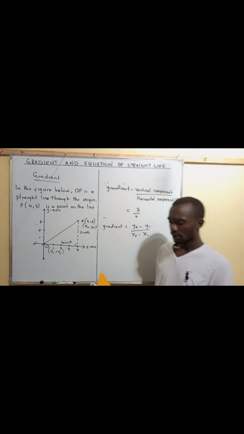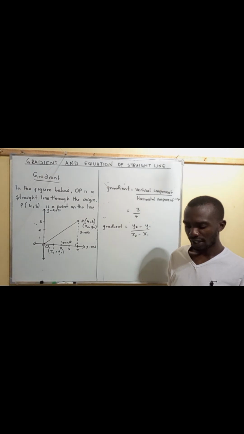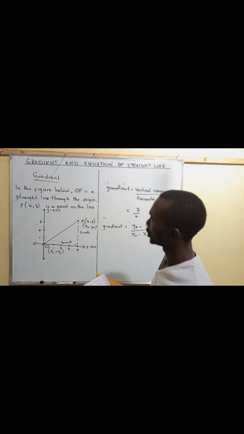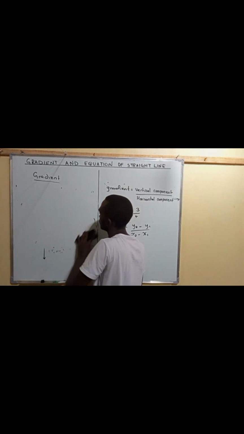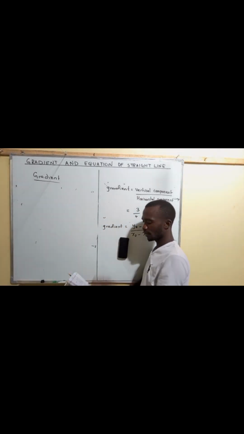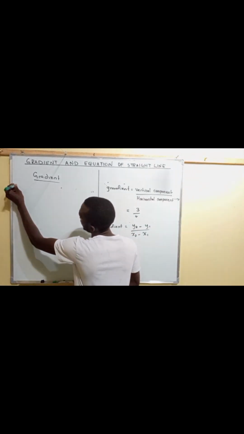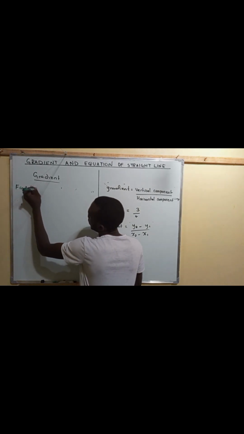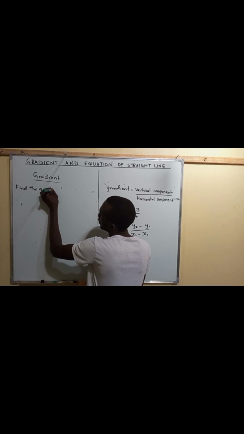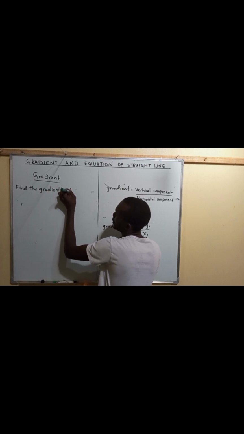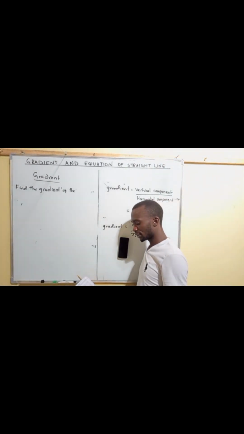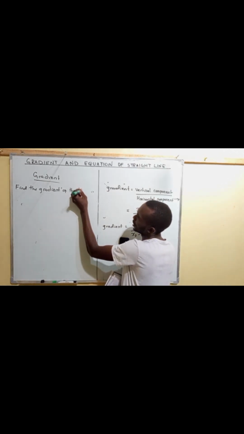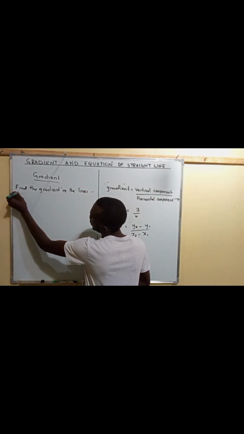Now, for example, find the gradients of the lines passing through the following points.